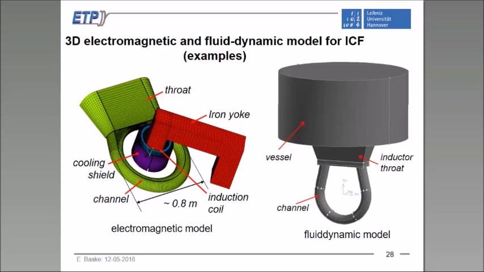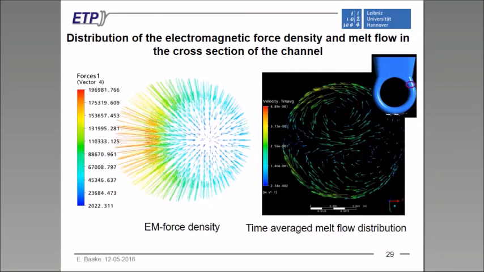Like you can see here as an example, the model of the electromagnetic part of this furnace. That means the induction coil, the iron yoke, the channel itself and throat, and on the right-hand side, the fluid dynamic model, which takes, of course, into account the complete furnace. And these models give us a better understanding what happens inside the channel and how the heat transfer goes.